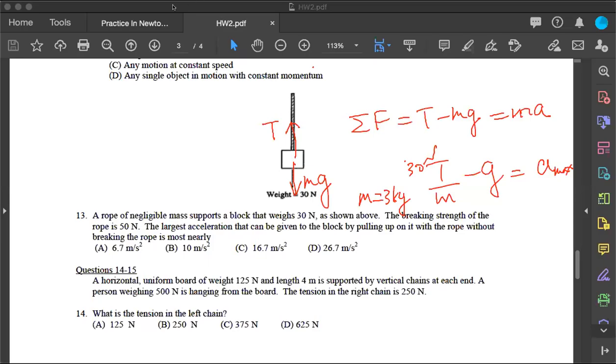All right. So we are correcting the last homework. Now we're working on question number 13.